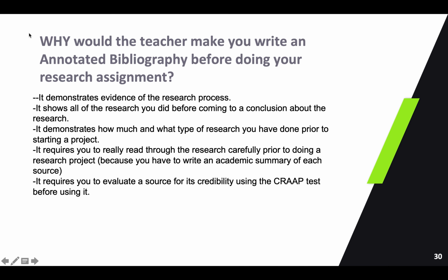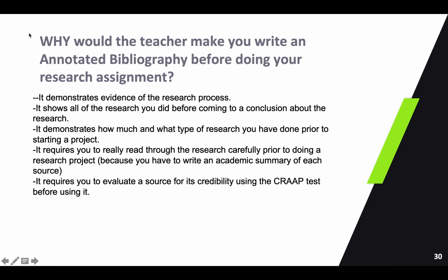So why would your teacher want you to write an annotated bibliography before doing your research assignment? There's several good reasons. 1, it demonstrates evidence of the research process. It shows that you did an ample amount of research before writing your paper or before doing your project. Instead of starting to write a paper and then finding your research, this proves to your teacher that you did a certain amount of research first before moving on to the project. It also demonstrates how much and what type of research you have done prior to starting a project. Your teacher might ask that you include 6 sources and 3 of them have to be different types of sources. For example, one might be a database article from the library, one might be a TED Talk, and one might be from a magazine.